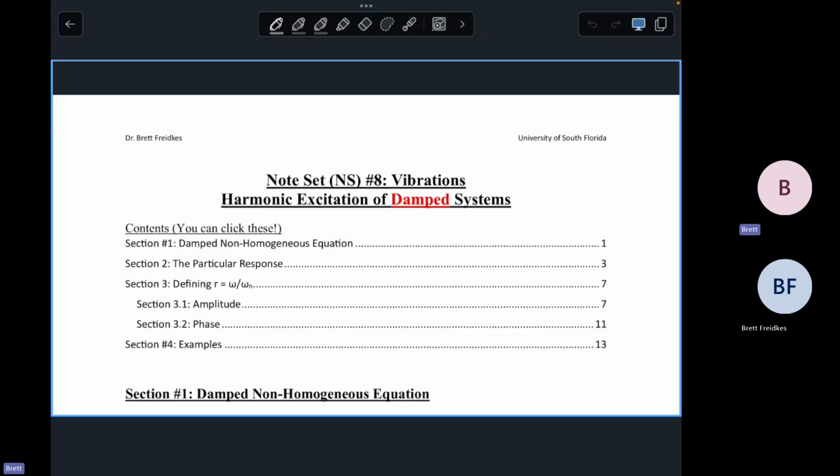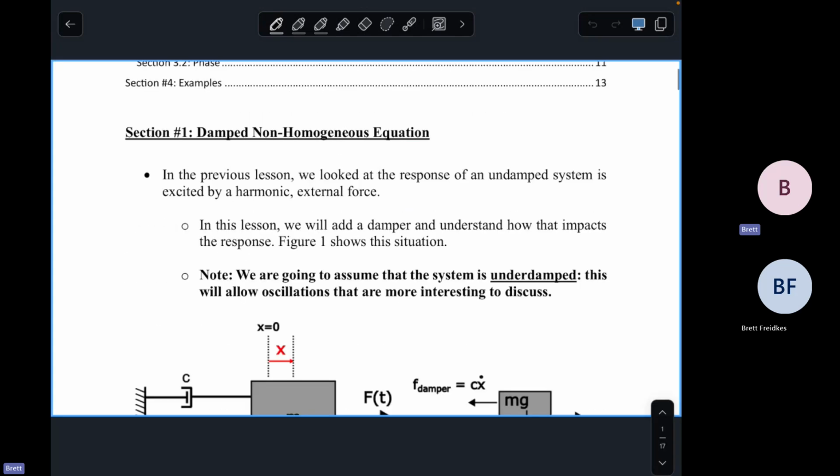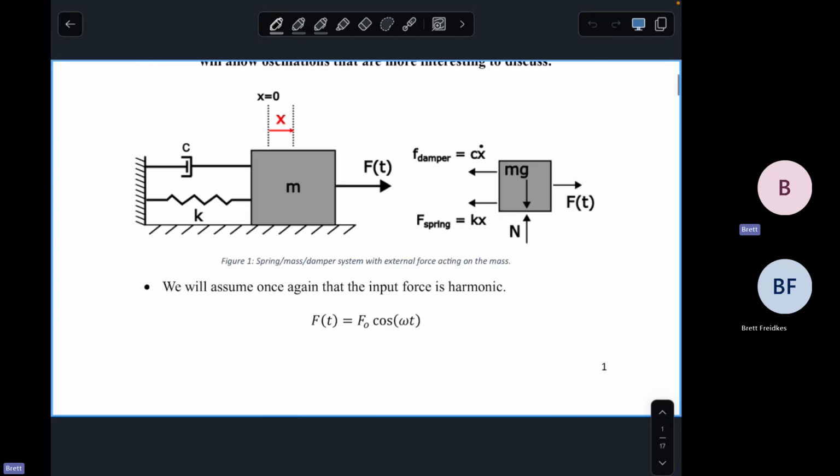Note set 8's the same exact thing. The only difference is that we include a damper. So now we have this damper.